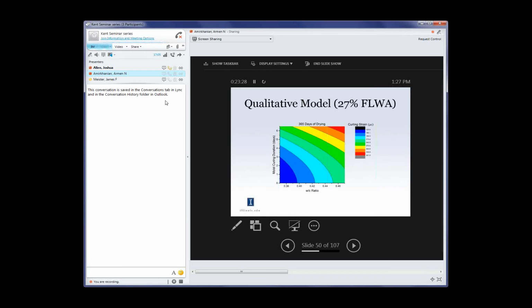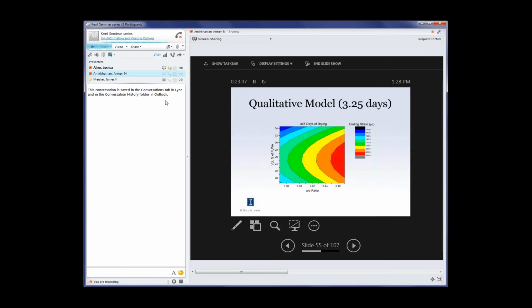Now, if we keep the lightweight content constant and look at moist curing duration and the water cement ratio, we see that at 365 days of drying, we get the best behavior at a low curing duration and a low water cement ratio. If we keep the curing duration constant, we see that at a high lightweight content and low water cement ratio, we get the best behavior.